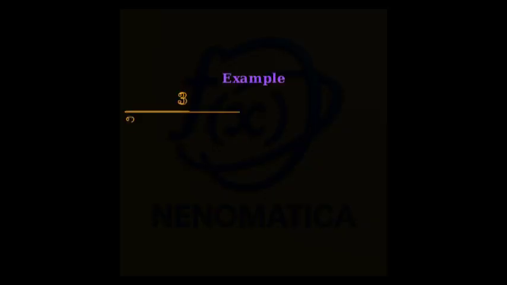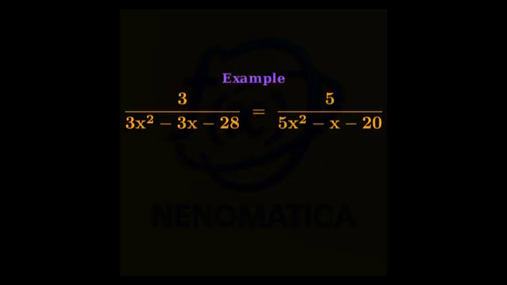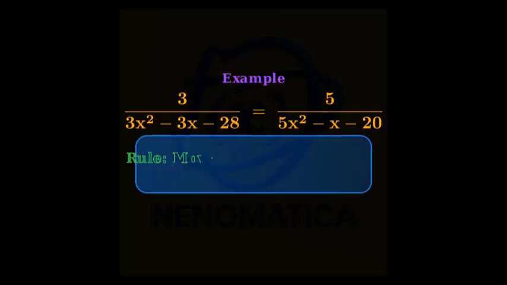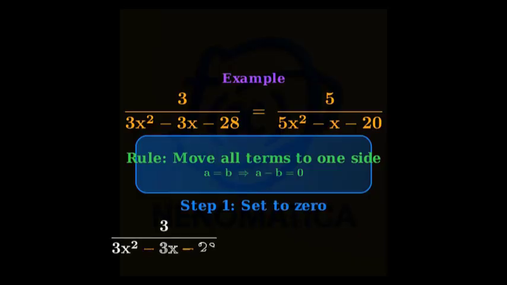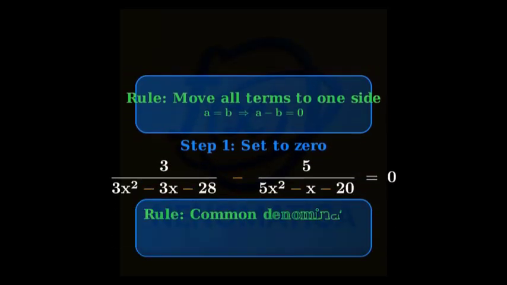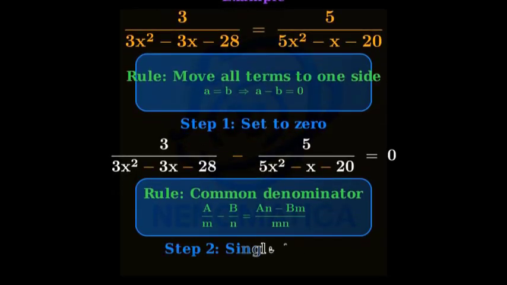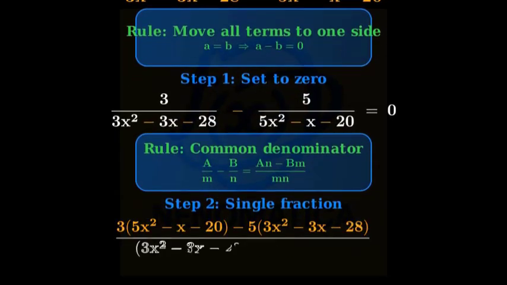We start with the first example. The equation is 3 over the quantity 3x squared minus 3x minus 28 equals 5 over the quantity 5x squared minus x minus 20. Step 1. Move all terms to one side to set the equation equal to 0. Step 2. Combine into a single fraction using the common denominator.